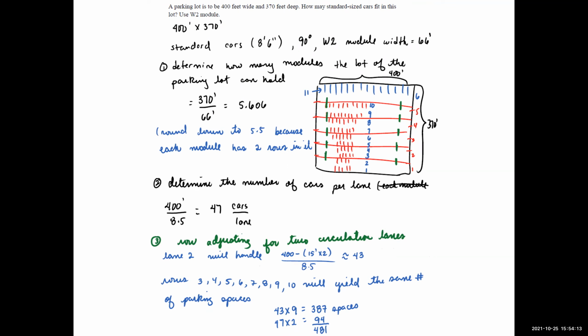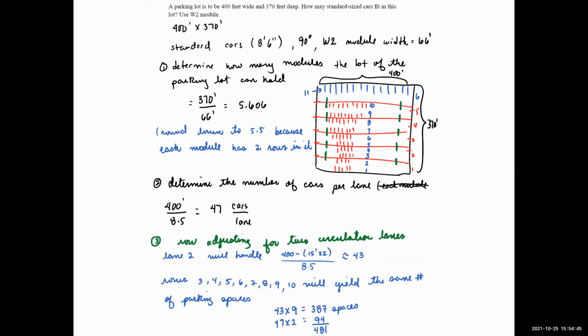In this case, we want to design a parking lot to be 400 feet wide and 370 feet deep. And the question was, how many standard size cars fit in this lot? I'm asking you to use the W2 module. Again, for this type of problem, I will be providing all the data that you need: the tables, the diagrams, and so on. The important thing is that you know where to find the information, right?